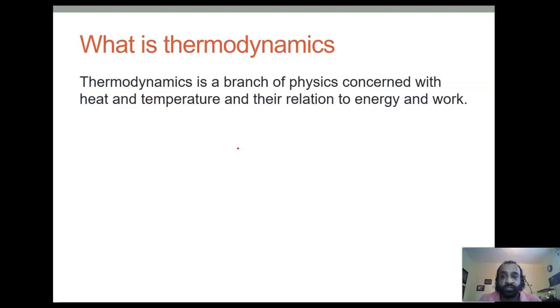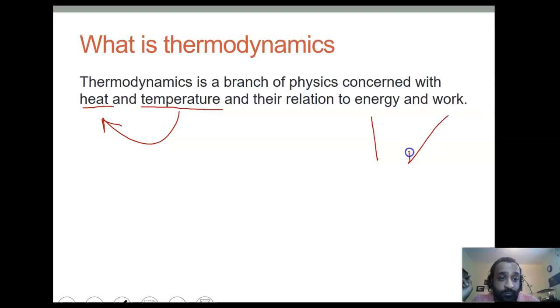Let's talk about what is thermodynamics. Thermodynamics is the branch of physics concerned with heat and temperature and their relationship to energy and work. And we said before that heat is energy, temperature is the measurement of heat. So please try to make that distinction. And energy is a quantity of ability to do work, which is displacement. So those two are also connected.